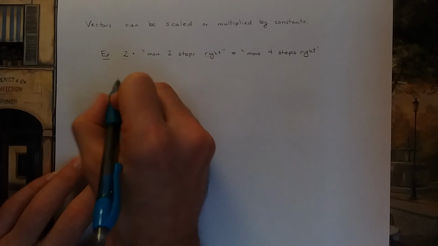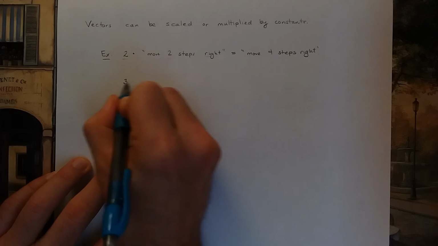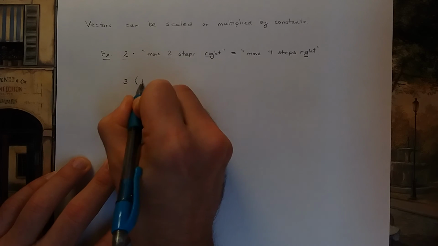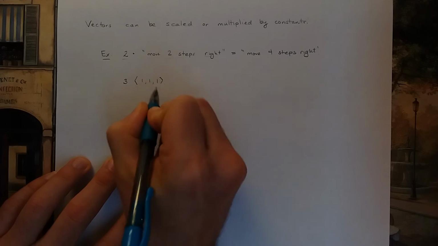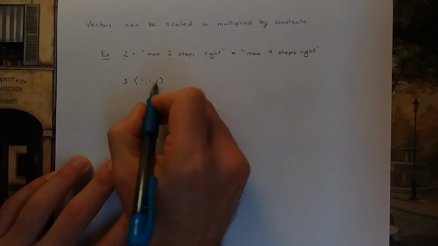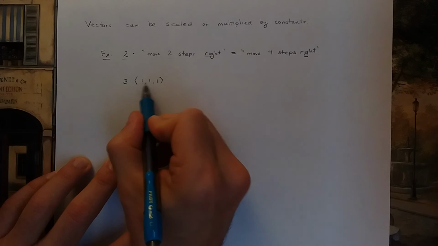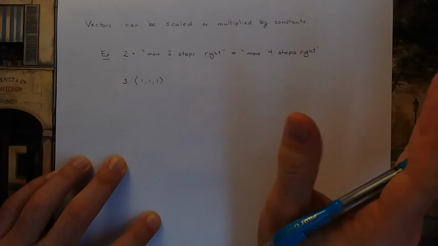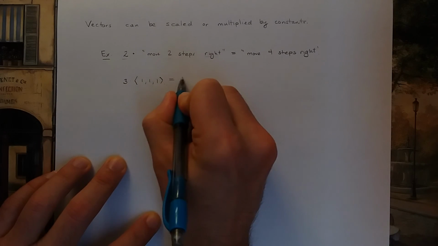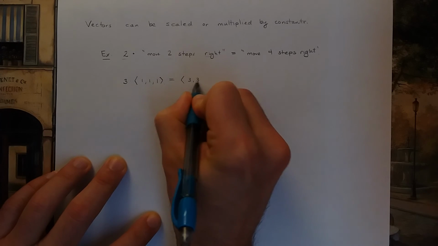Here's another example. What if I did 3 times the vector 1, 1, 1? So here's my vector in R3. If I do 3 times this vector, I go in the same direction, 1, 1, 1, just 3 times as far. So this would be the vector 3, 3, 3.